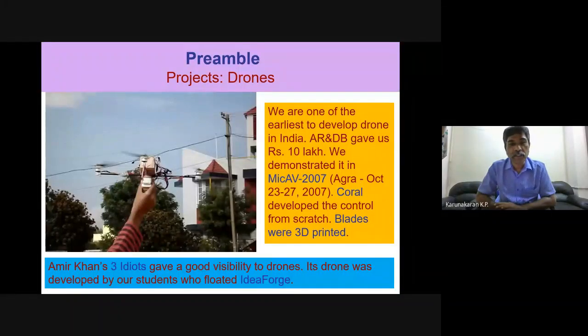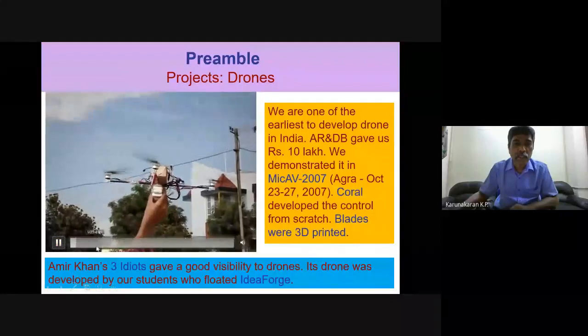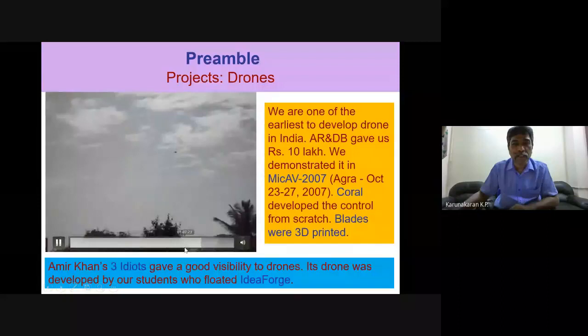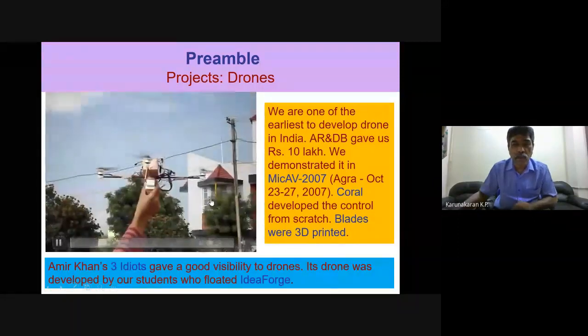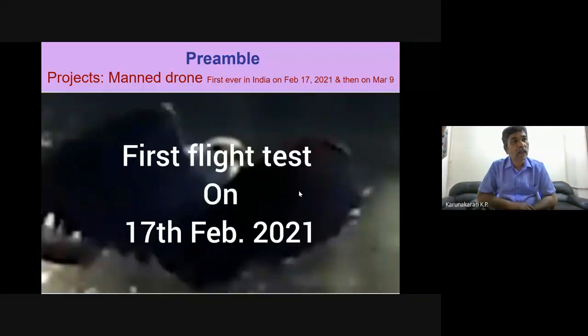So that was my PhD topic, more on the hypothetical side. My CNC passion continued till about 2005. In 2005, I initiated my drone activity. This is probably the first drone developed in India. That was in 2007. We demonstrated it in Agra. This was funded by AR&DB. They gave about 10 lakh for us to develop and to take part in the competition.